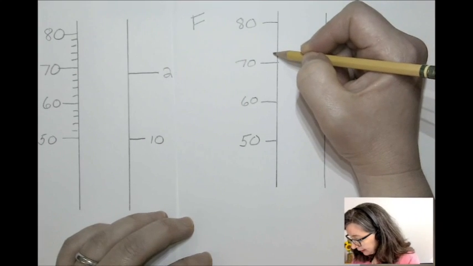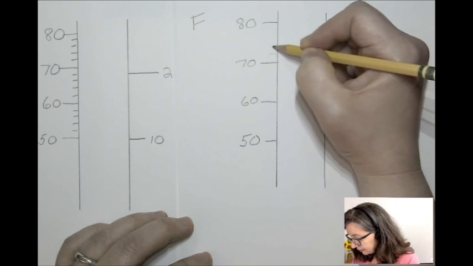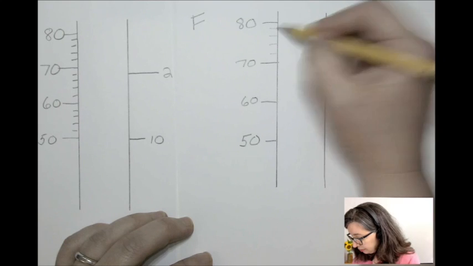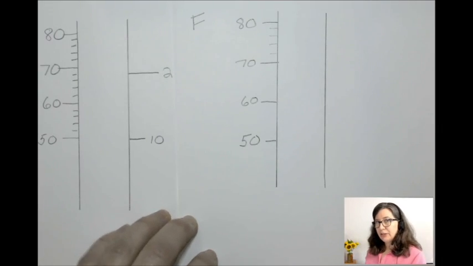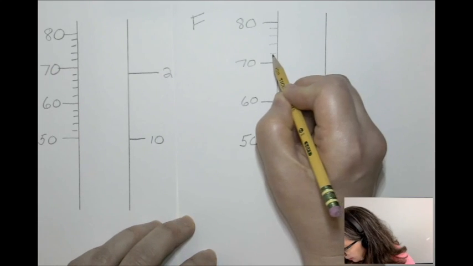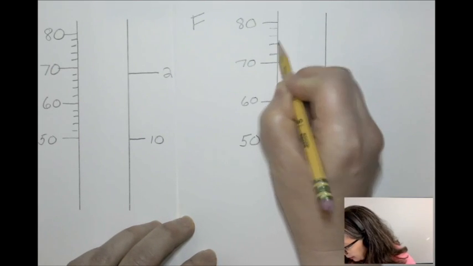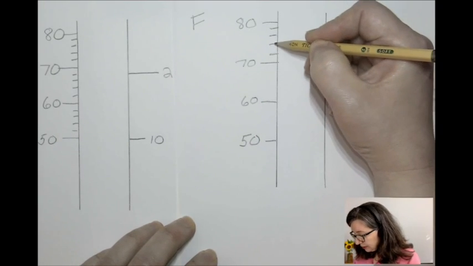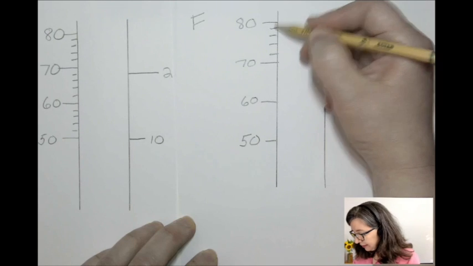So I'm going to do mine lightly. 1, 2, 3, 4. If you feel like yours are not that even, you can erase them and redo them. I think these are good enough for me, so I'm going to go over them. These are my small tick marks. So 70 degrees, 72, 74, 76, 78, 80.